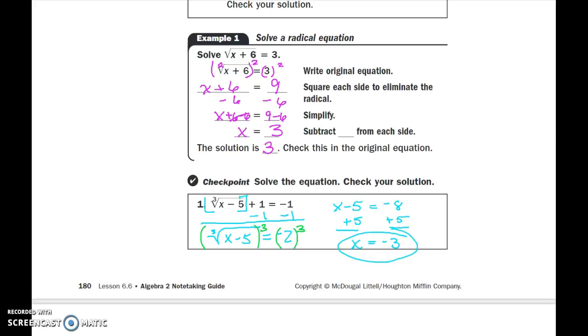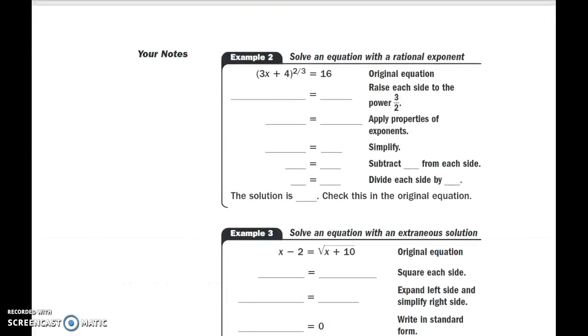Alright, so moving on. We're at the top of the second page now. So now, related of course to radical is the rational exponent. So we're going to solve when there's a rational exponent. So here's our original equation. Now the thing is, a rational exponent, remember, is a radical. So we would want to isolate that part. Well, it's already isolated because the parentheses is raised to the 2/3 power.